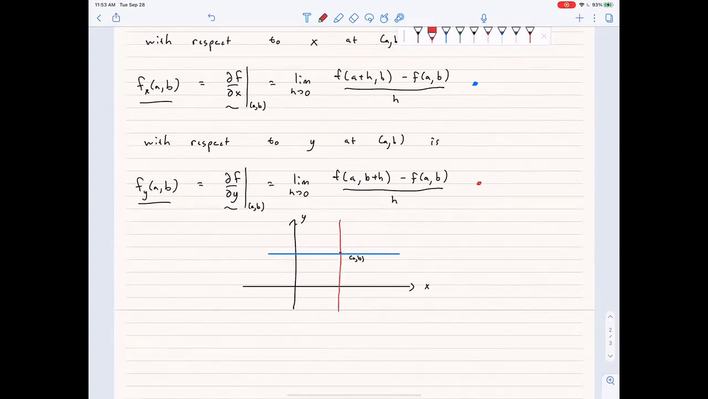And that's what we're getting here for our partial derivative. Similarly, if we want it with respect to y, we go along this vertical line. We fix x at a, and we just travel along this vertical line, and we ask for the rate of change of f when we're traveling along that line. So this is what these partial derivatives are telling us. They're telling us rates of change as we go in particular directions through a point.